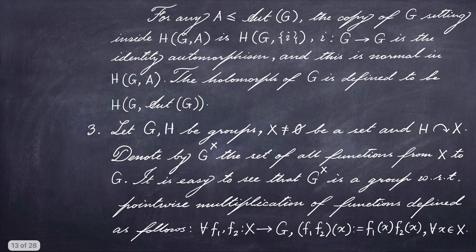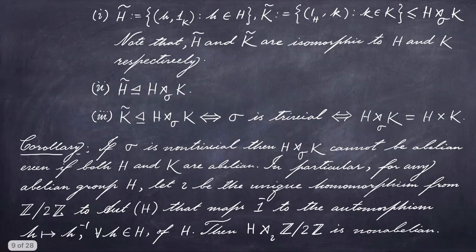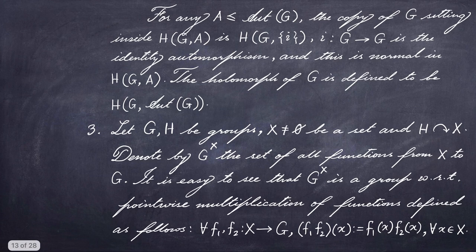Before we move ahead, let me tell you something. For any subgroup A of the automorphism group of G, the copy of G inside the holomorph is easily seen to be this, and it has to be normal because of the general consideration. When A is the whole of Aut G, then we call it the holomorph of G.